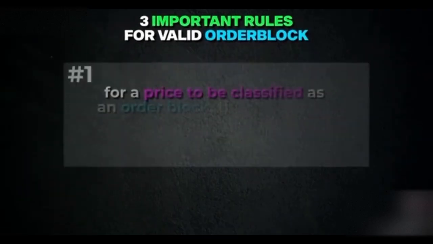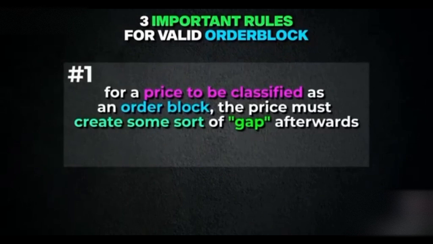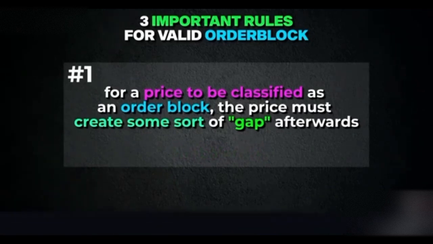Rule number 1. For a price to be classified as an order block, it must create some sort of gap afterward. This gap is what people refer to as inefficiency or imbalance. So, anytime you hear these terms, it simply means gap. Let's see an example so you can understand better. Here we have 2 similar price movements.